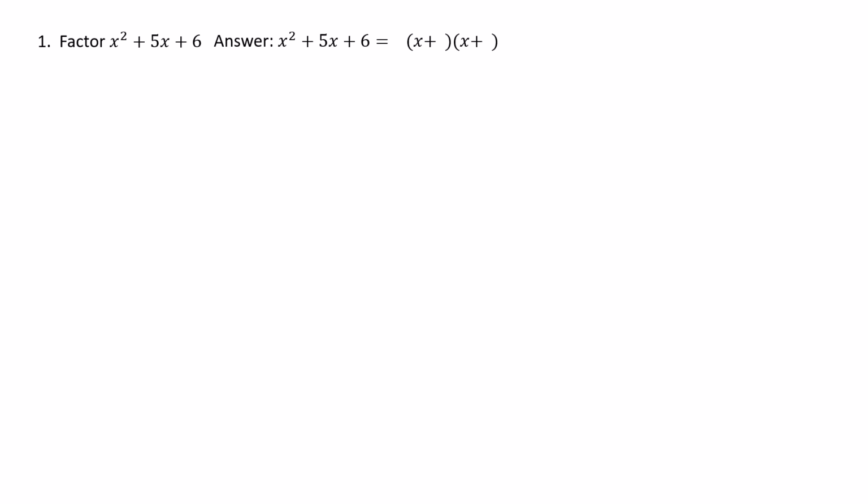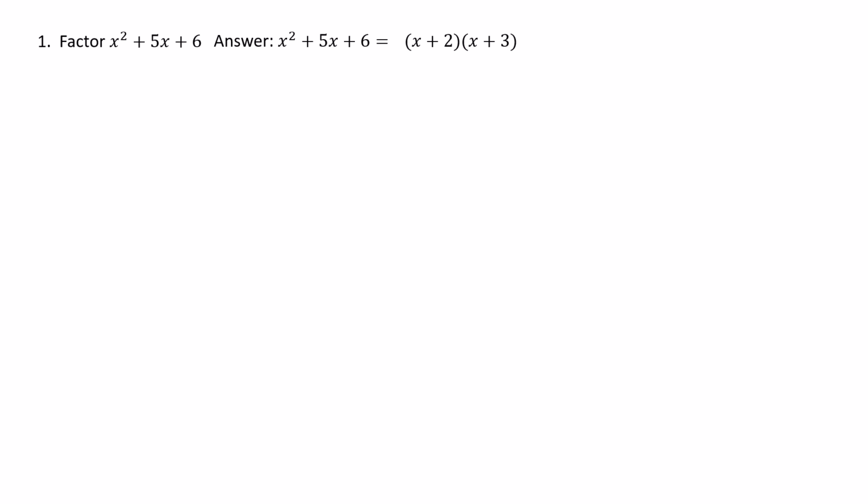See that constant 6 here, the middle number, the coefficient of x is 5. So what two numbers multiplied, you get 6, and when you add, you get 5? People come up with 2 and 3. Yes, perfect. And the teacher says, yep. So the answer is x plus 2 times x plus 3.